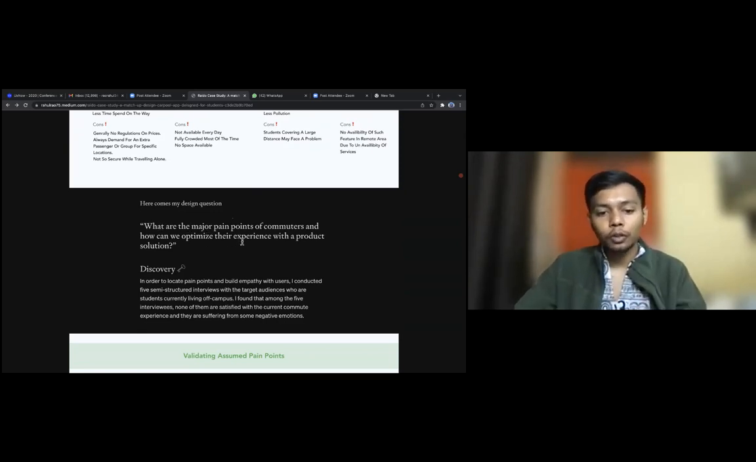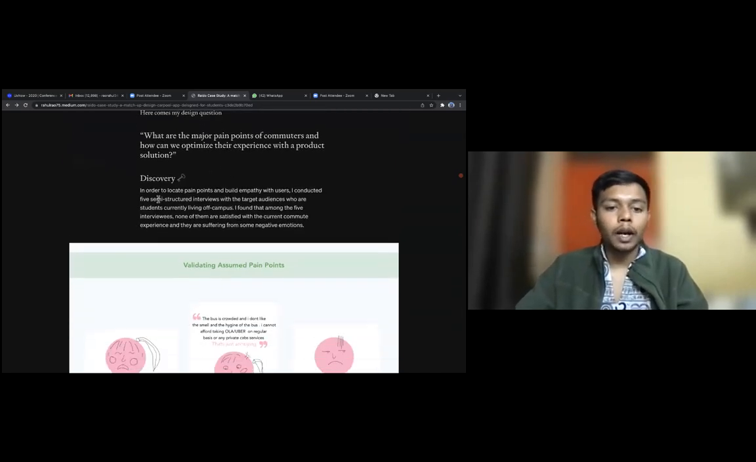So at the end, we have an initial goal, a problem statement, and we just want to convert that problem statement into an end goal that is feasible for the user through our design solution. Yeah. So now let's talk about the discovery section.